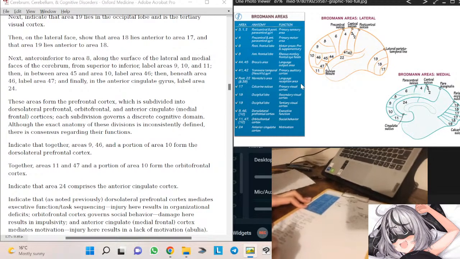39. 1. 46. 9, 46. Dorsolateral prefrontal cortex. Executive function.